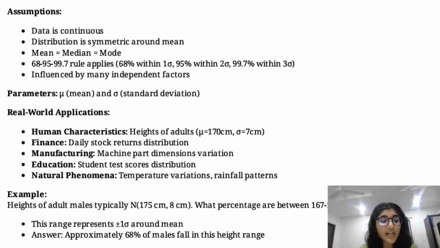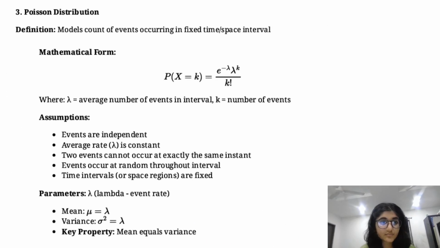The example is the height of an adult male, typically 175 centimeters with a standard deviation of 8 centimeters. What percentage are between 167 and 183 centimeters? This range represents plus minus 1 sigma around the mean, and the answer comes out to be approximately 68% of males falling in this height range.